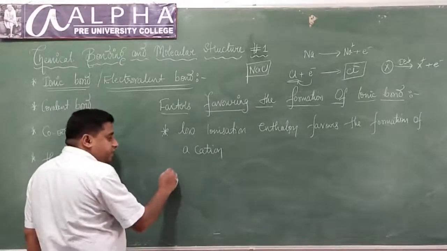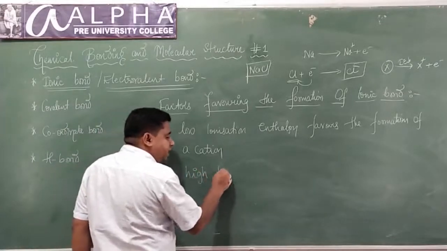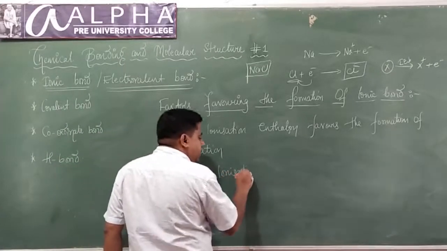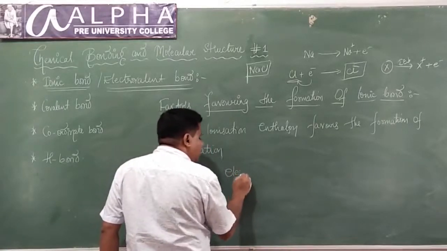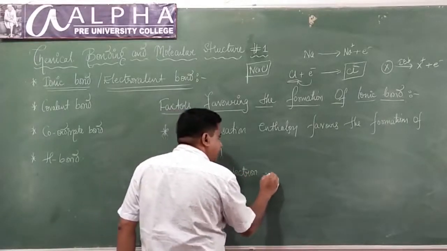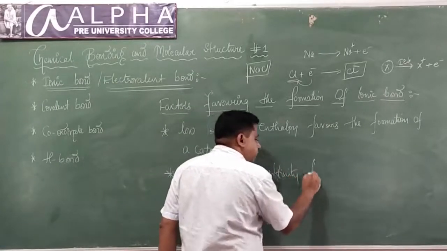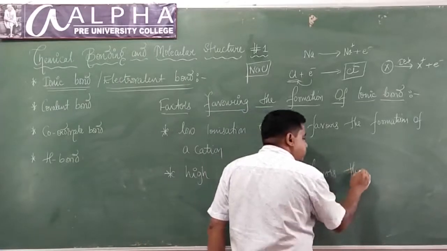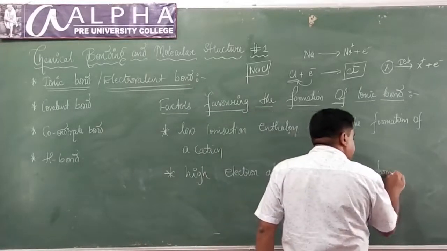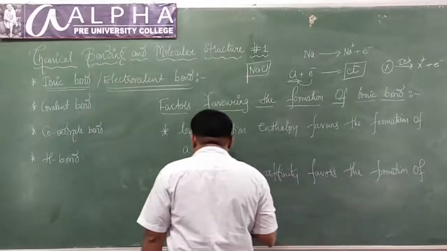The next factor is high, not ionization enthalpy, high electron affinity. High electron affinity favors the formation of anion.